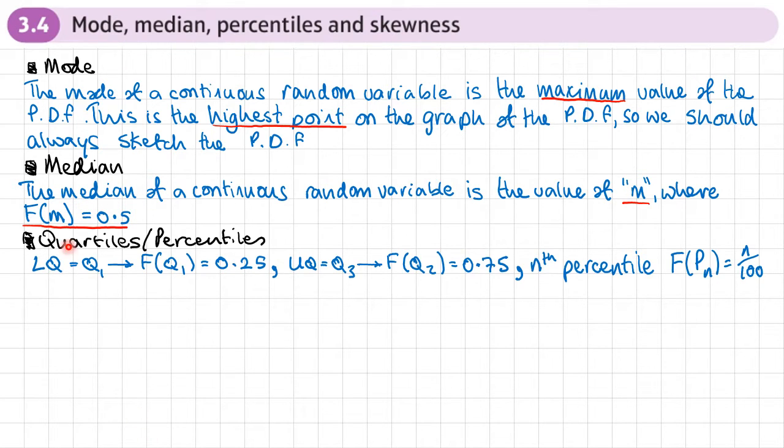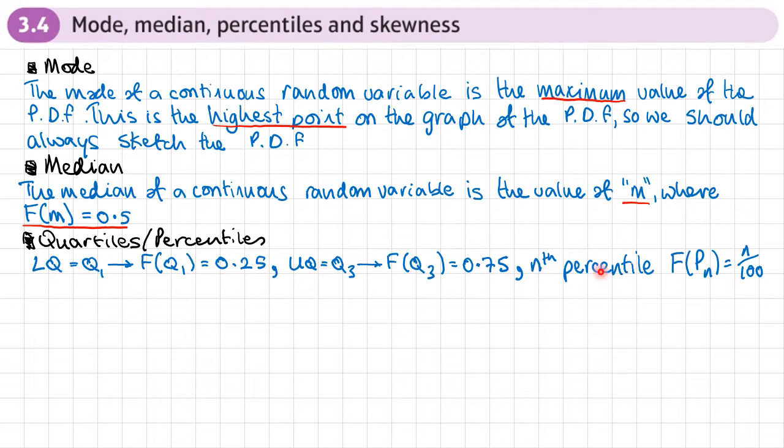Next we'll look at quartiles and percentiles. Now for the lower quartile, it's where the value of the cumulative distribution function is equal to 0.25, and we need to find this value here, Q1. For the upper quartile, Q3, it's where the value of the cumulative distribution function is equal to 0.75, and we'll need to find the value of Q3 here. Obviously, if we want to find the interquartile range, then it's the difference between Q3 and Q1, Q3 minus Q1.